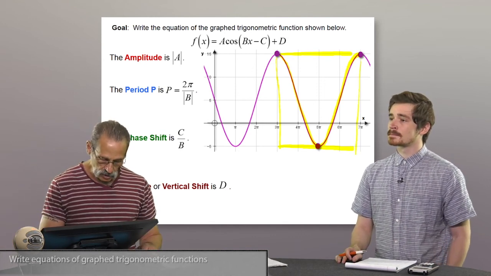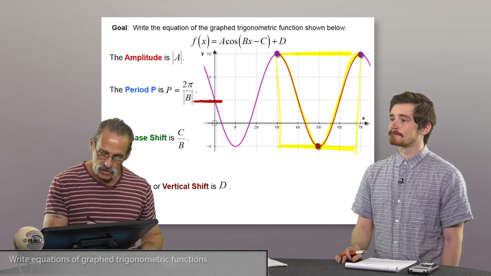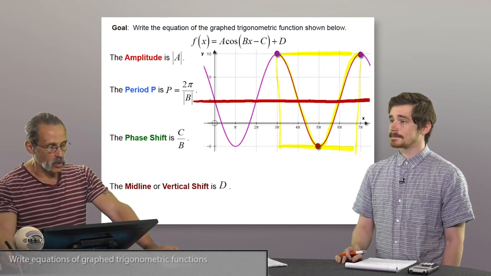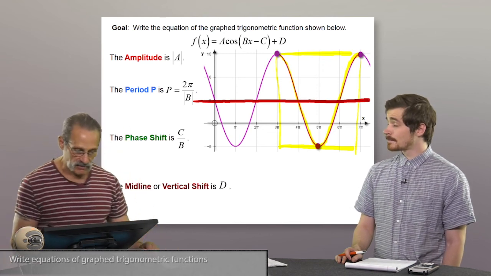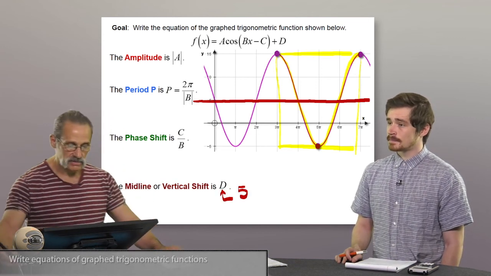Let's go ahead and take a look at our midline. Our midline would be where? It would be right here. Is that right? That is right. All right. So what is the y coordinate there? 5. 5. Very good. So that means that D is going to be 5.